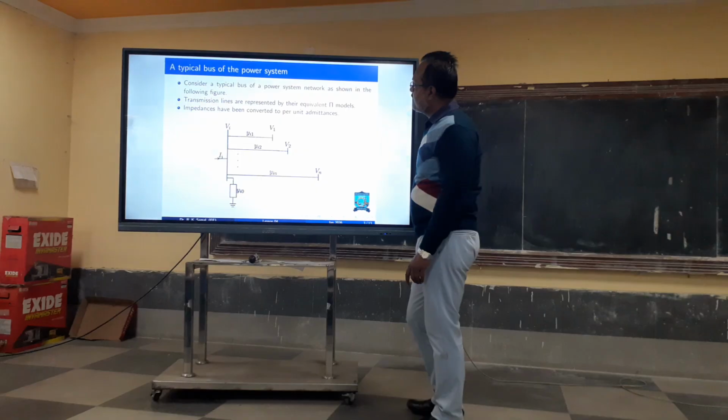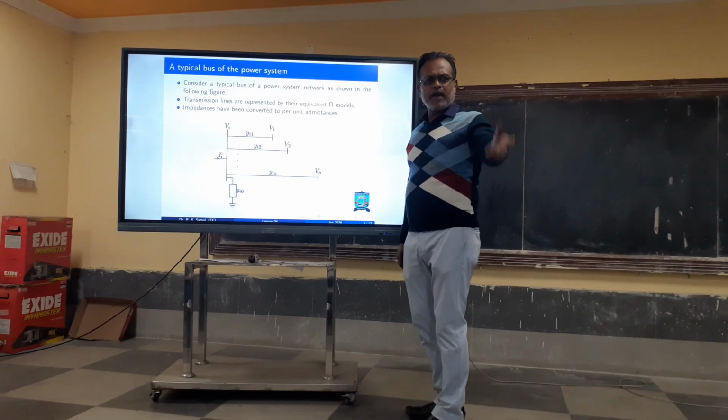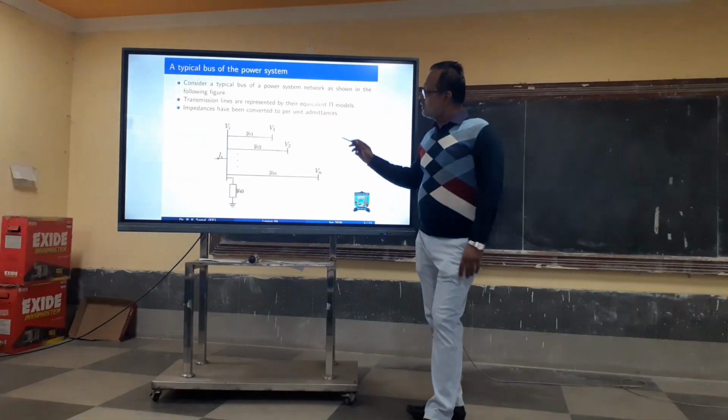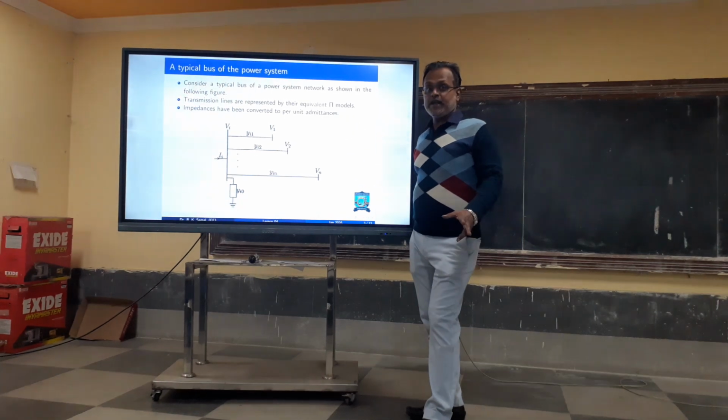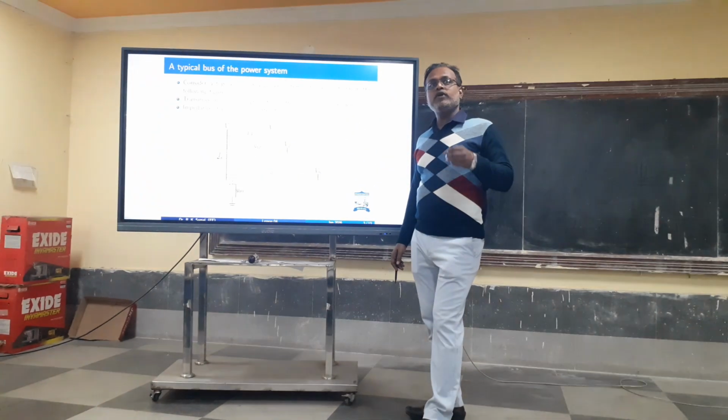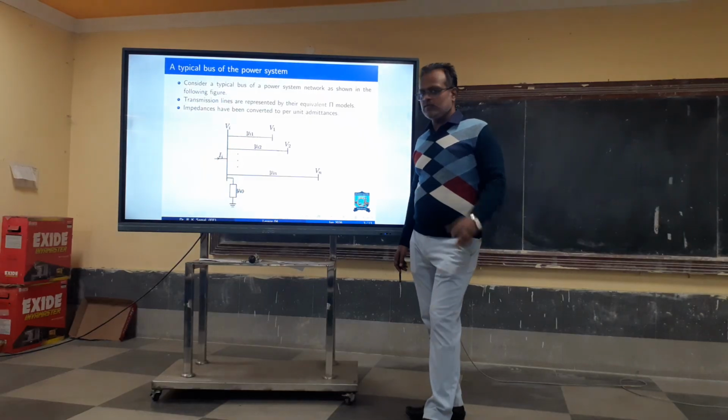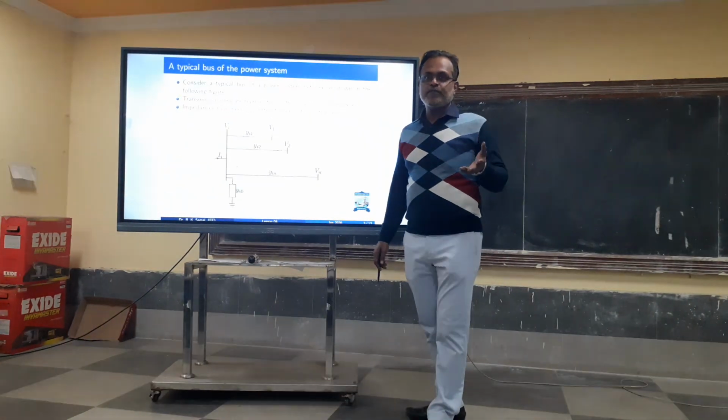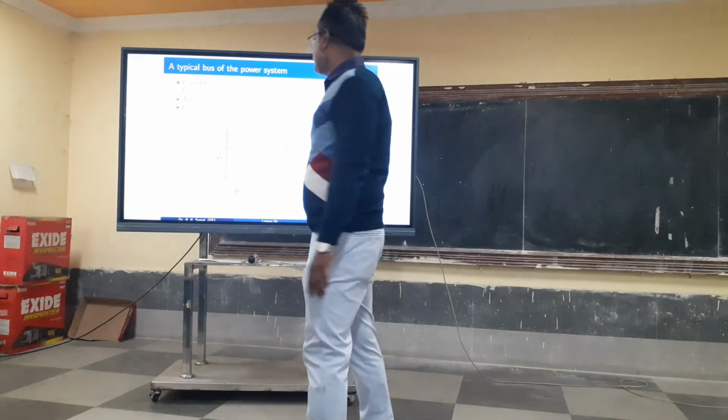The transmission lines are represented by the equivalent pi models. You know pi models for medium transmission lines. Impedances have been converted into admittances, as is the practice. For load flow we use admittances, not impedances, to exploit the sparsity properties of the bus admittance matrix.